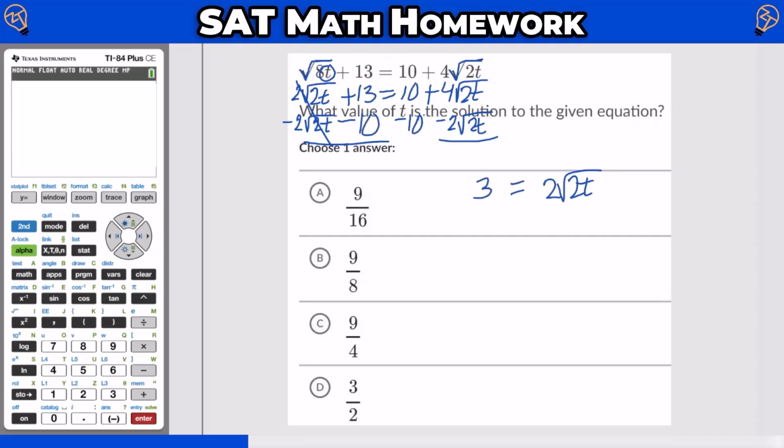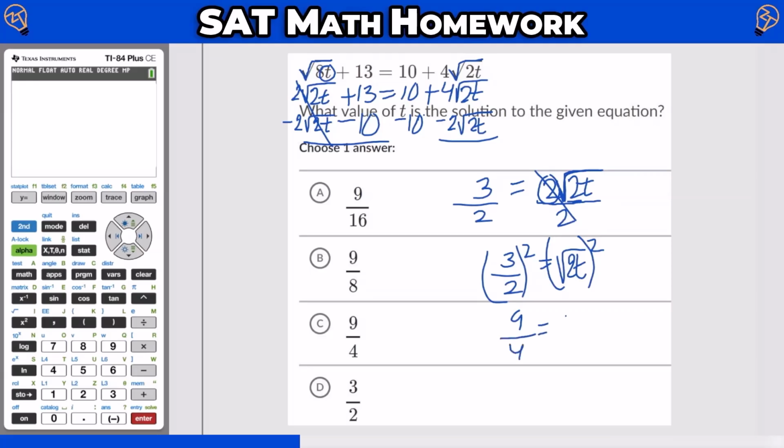And then I'm going to solve by getting rid of what's more loosely attached. The root and this 2 are very directly attached. This 2 in front is the least directly attached, so I'm going to divide both sides by 2. Now I have root 2t is equal to 3/2. I'm going to go ahead and square both sides, so I get 9/4 equals 2t, because the root and the square cancel.